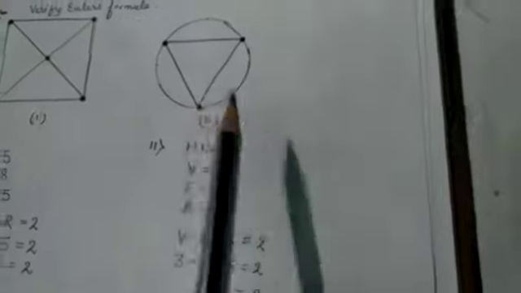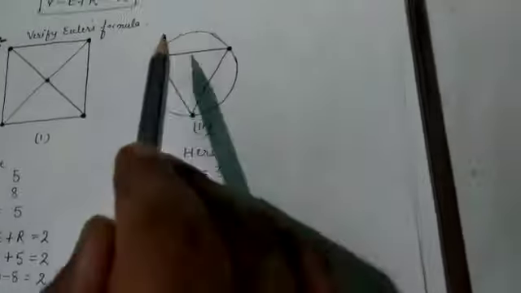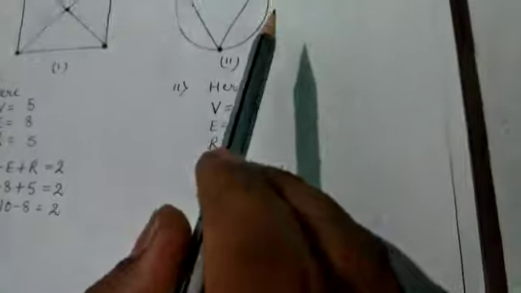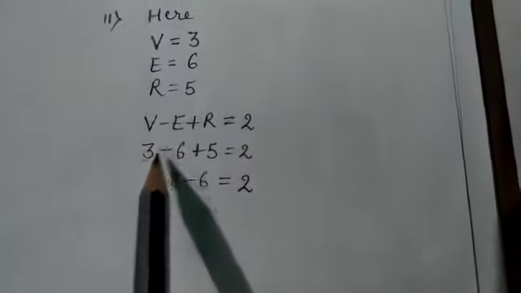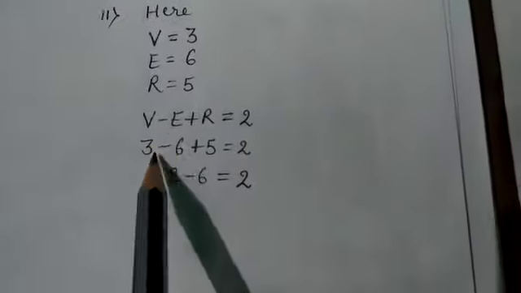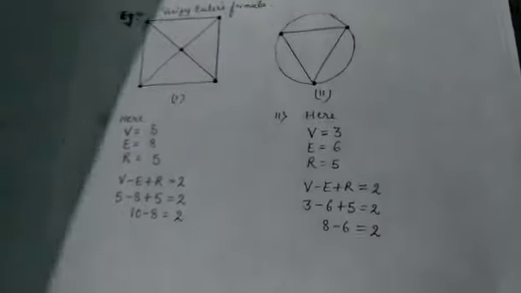Let us see the second graph. Here the number of vertices is 3. The number of edges is 1, 2, 3, 4, 5 and then 6. The number of regions is 5: 1, 2, 3, 4 and 5. So let us put the values in Euler's formula. Again, 3 minus 6 plus 5, that is 8 minus 6, which is 2. So for both the graphs, Euler's formula is verified.